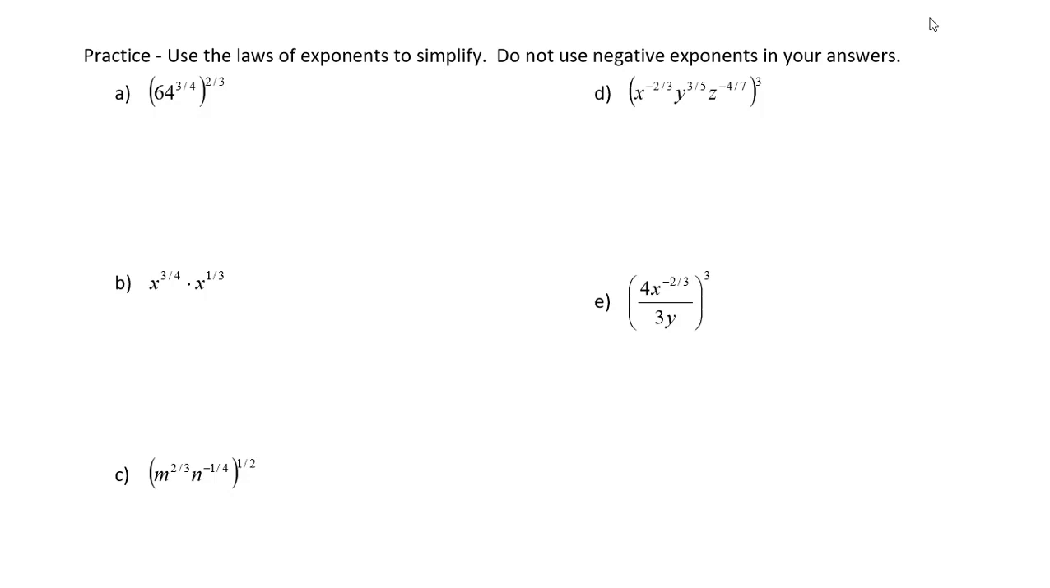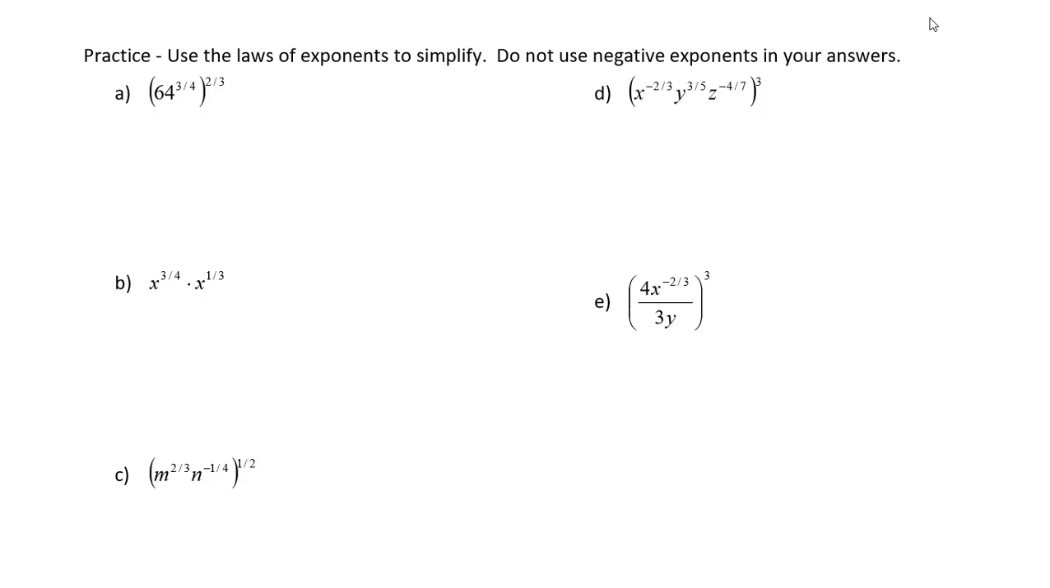Using the previous video as a reference, let's go ahead and practice using the laws of exponents to simplify the given expressions. Don't use negative exponents in your answer because we want to just focus on the process and not worry too much about all the options. We're just going to go with the principal answers.